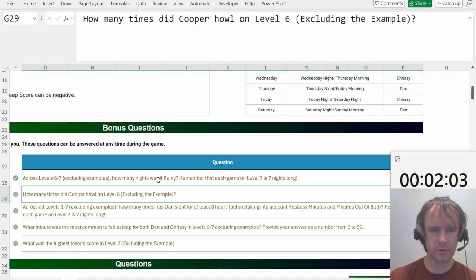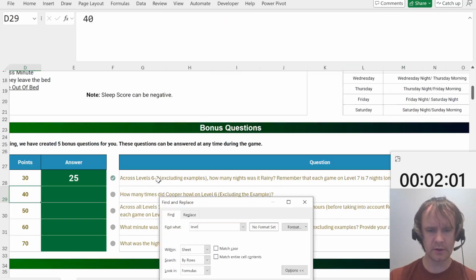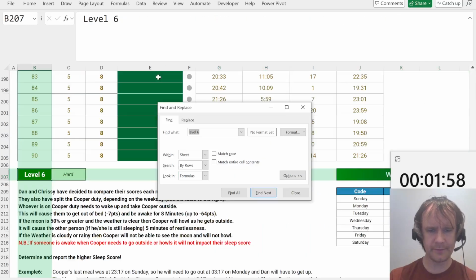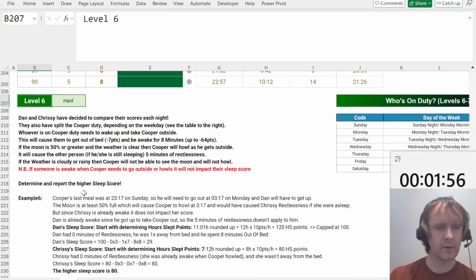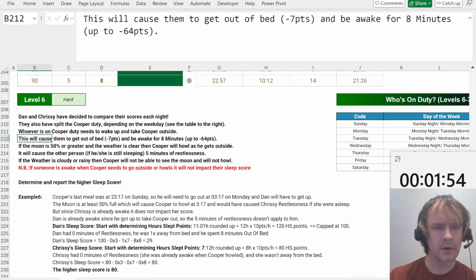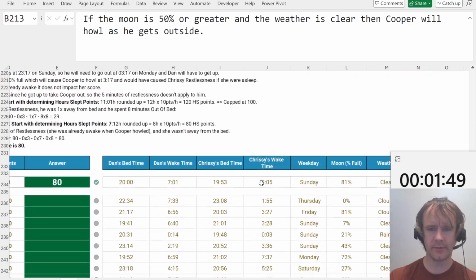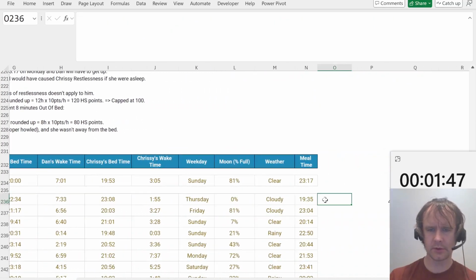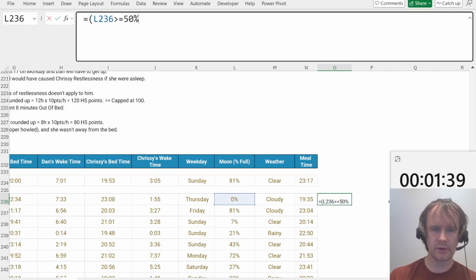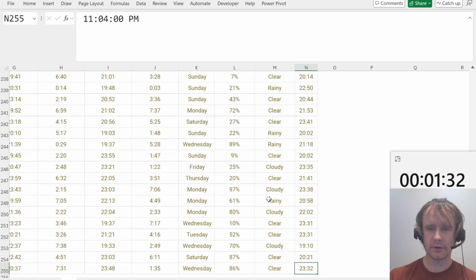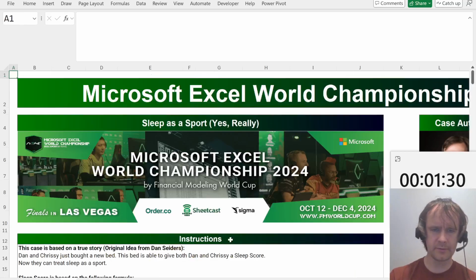How many times did Cooper howl on level 6? Level 6. Yeah. So when does he howl? The moon is 50% or greater and the weather is clear. Okay. So equals this greater than or equal to 50%, and the weather is clear. Still got a minute and a half, who knows? Certainly won't get the case finished, but get something done. Okay, so I get 4 times.